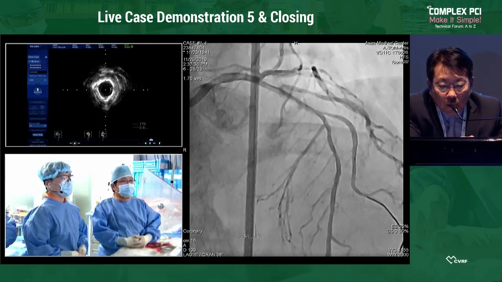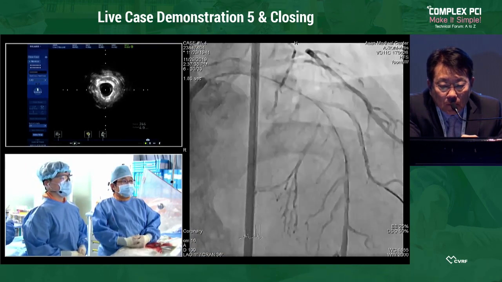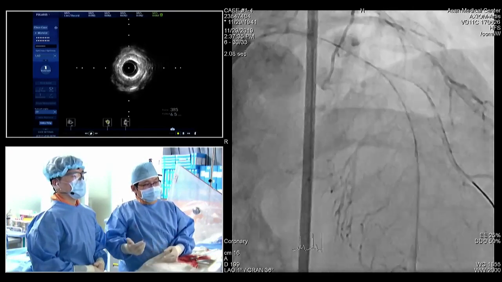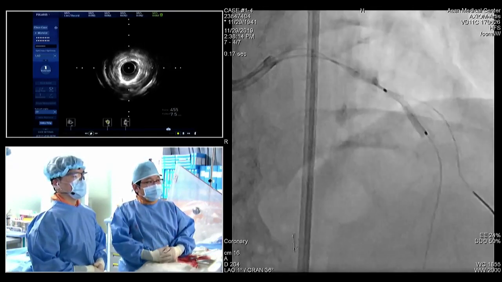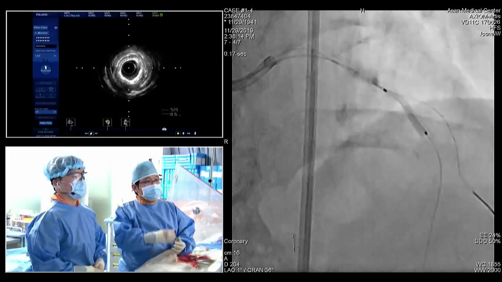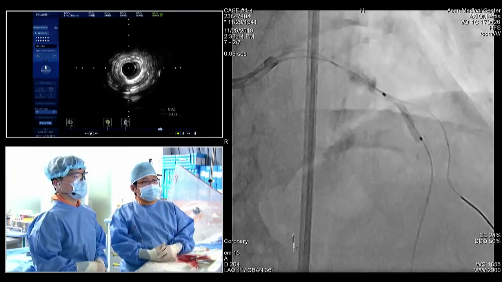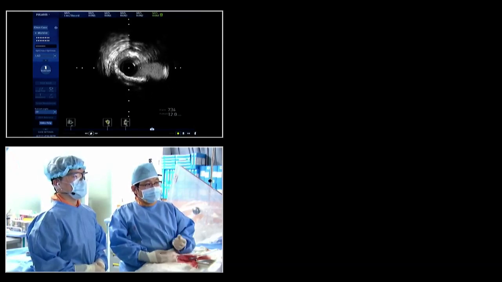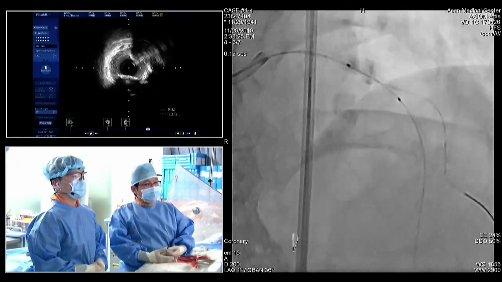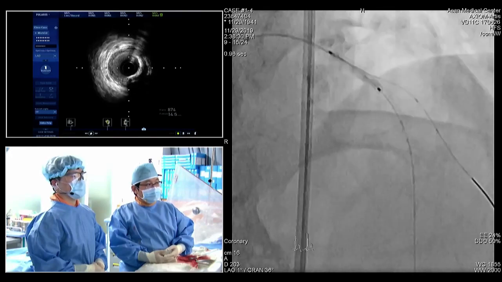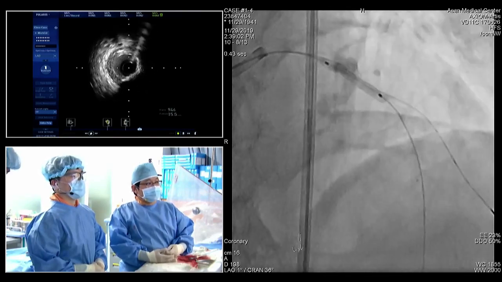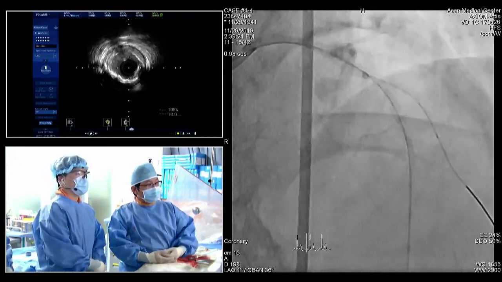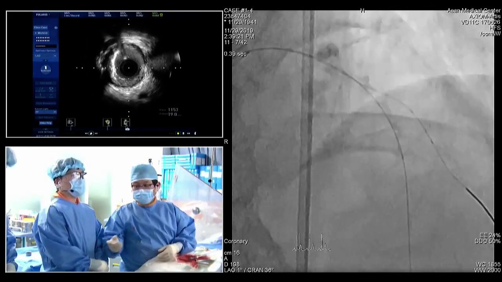Oh, you have already passed the wire over the second diagonal, right? Unfortunately, yes. So, next, I applied a 2.5 high pressure balloon because based on the IVUS finding, the vessel size is definitely bigger than 2.5. This is the 2.5 high pressure balloon. I applied very high pressure, 20, 24, 28 something, several times. Then some dissection. Then I evaluated IVUS.